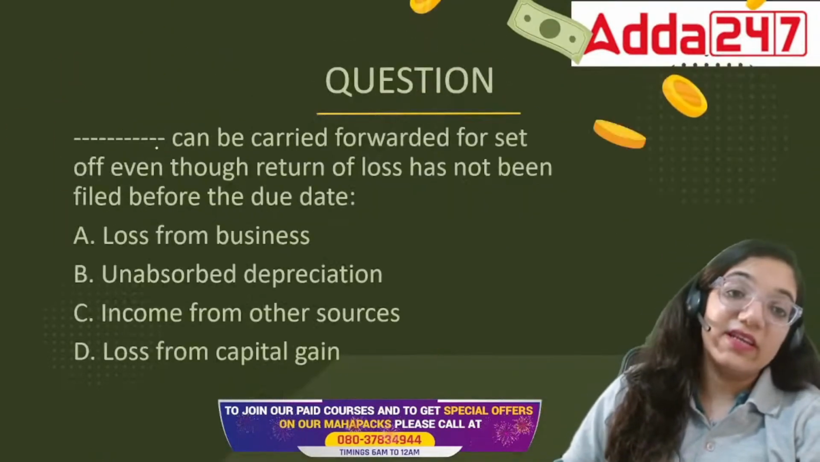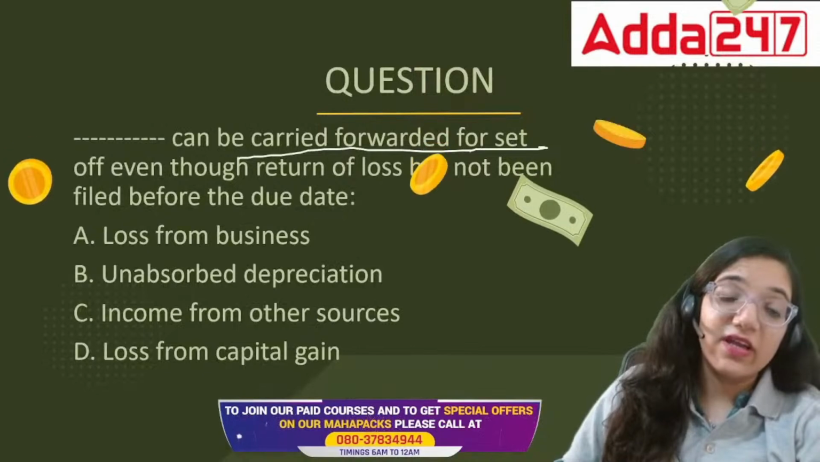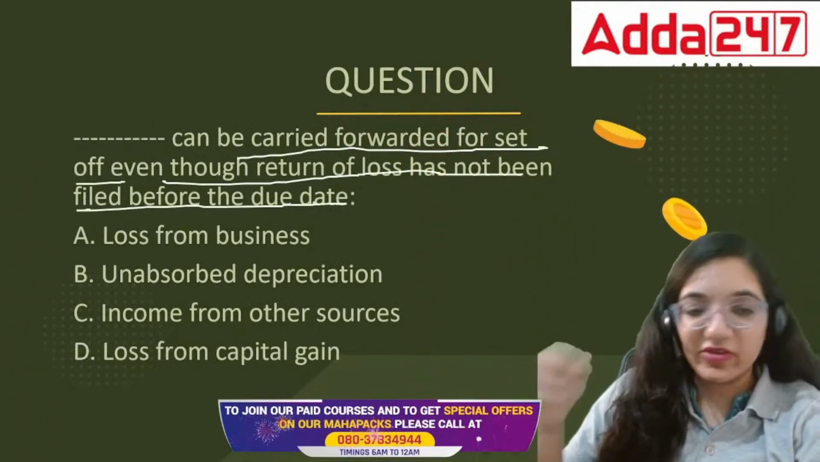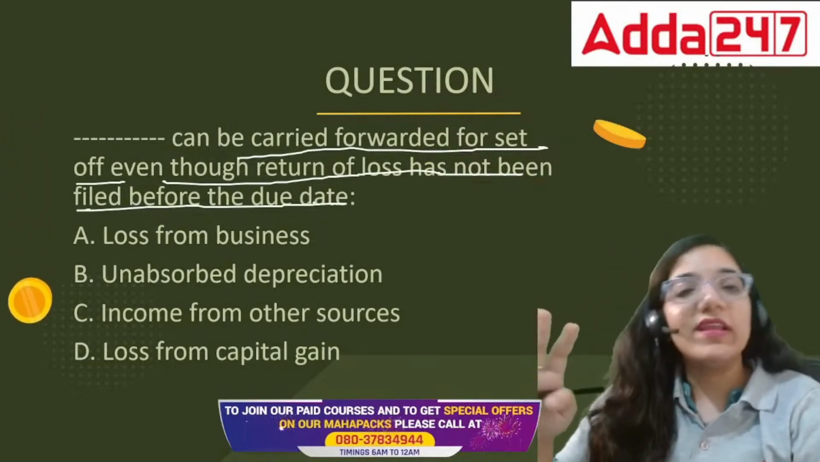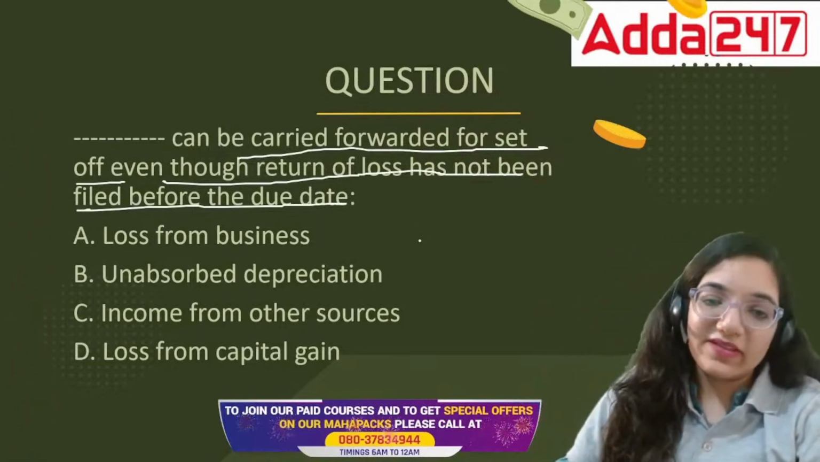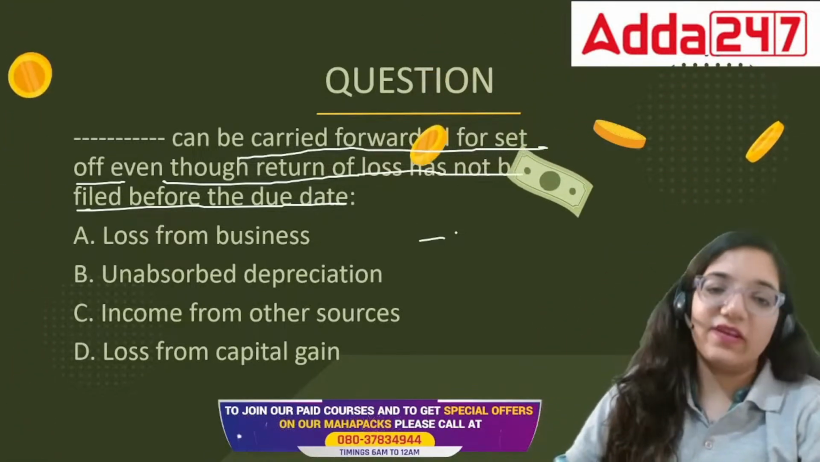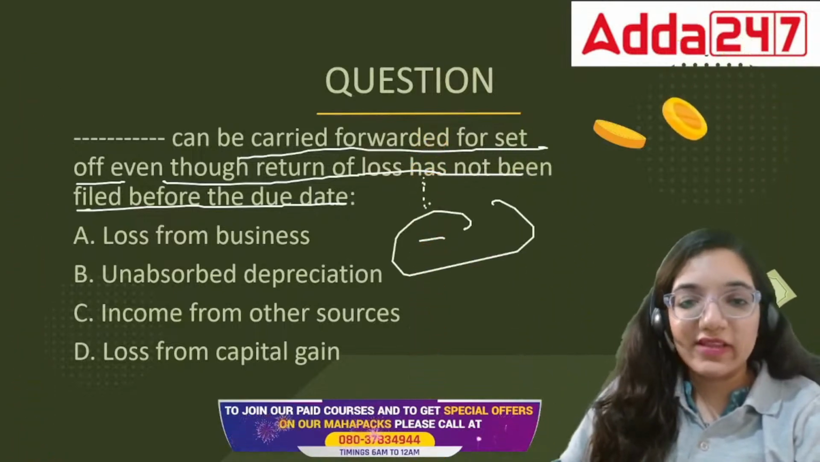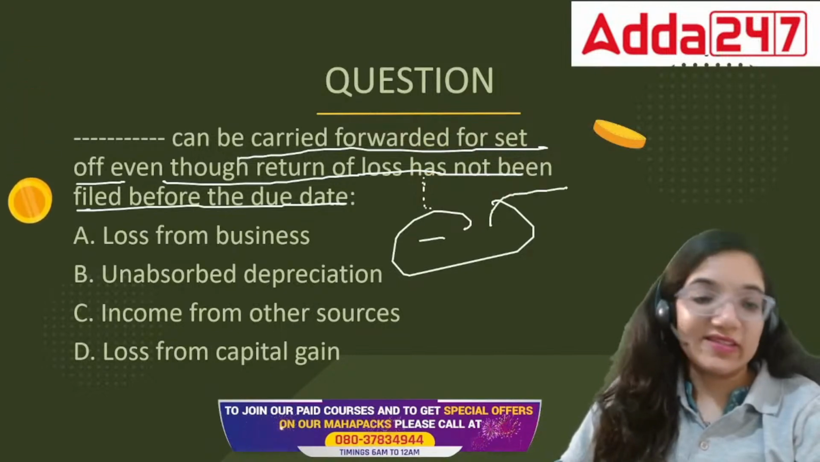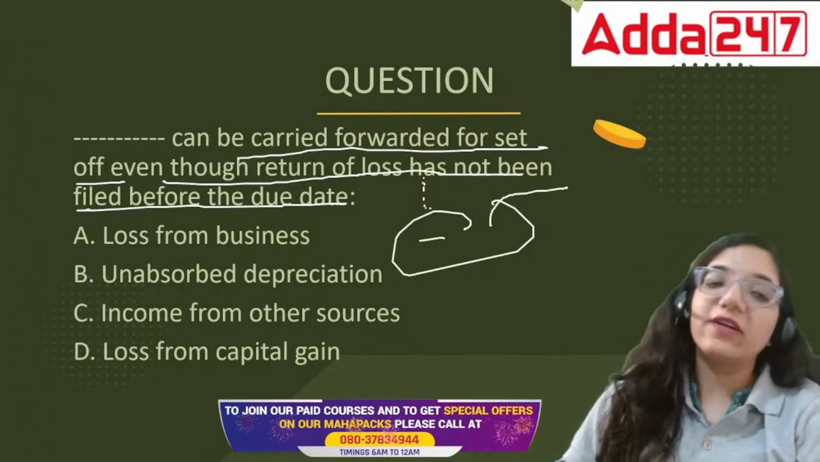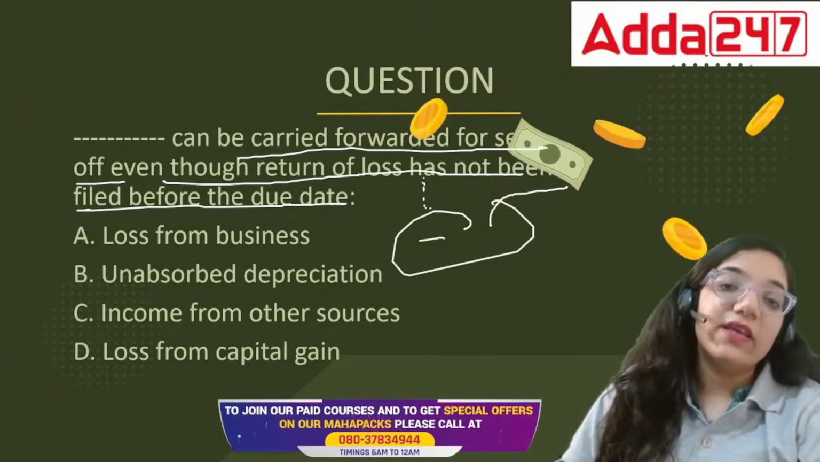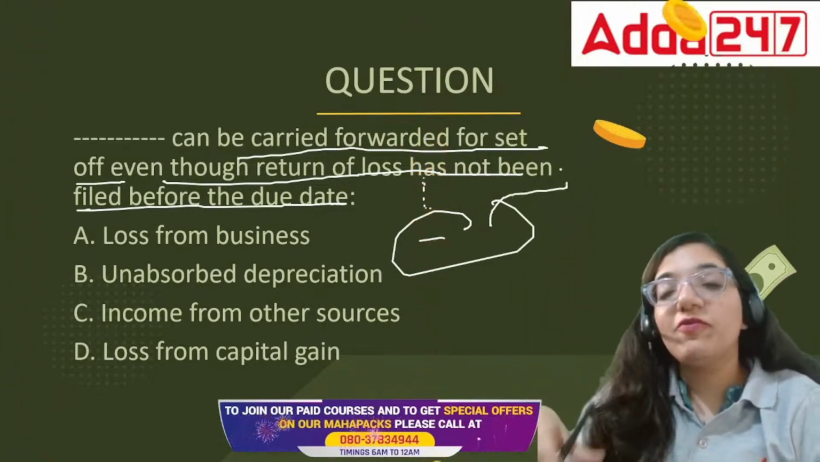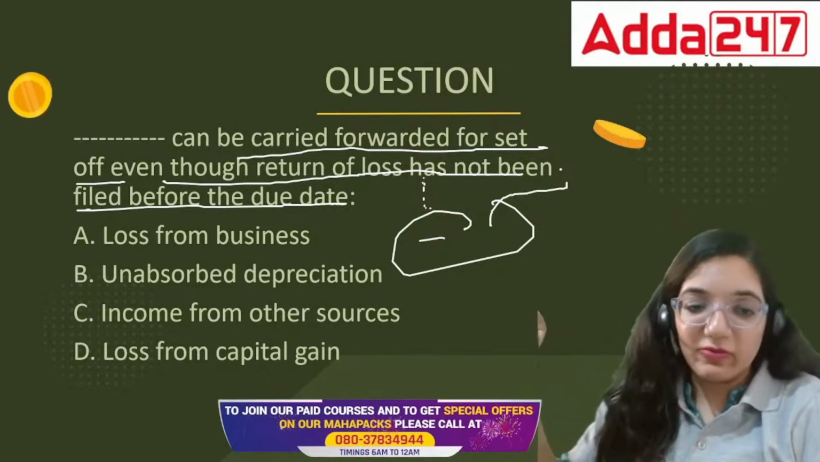Next question. Loss can be carried forward to set off even though the return of loss has not been filed before the due date. Normally, if the organization faced a specific loss and it could not be set off in this year, you are allowed to carry it forward to the next year. But for this particular purpose, they say if you file the return in time, only then that would be allowed.